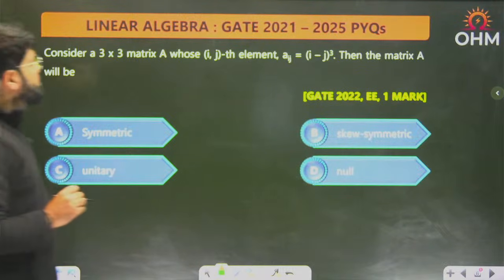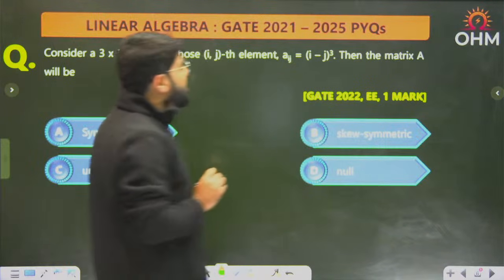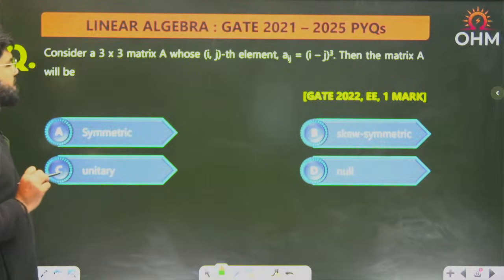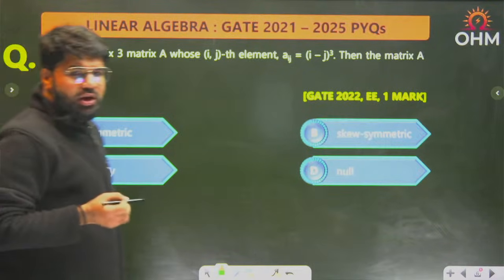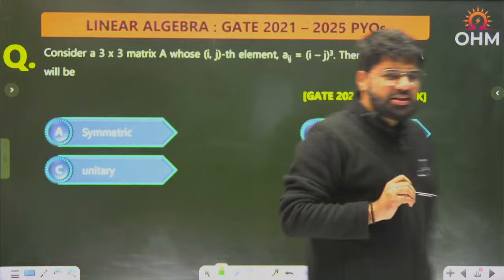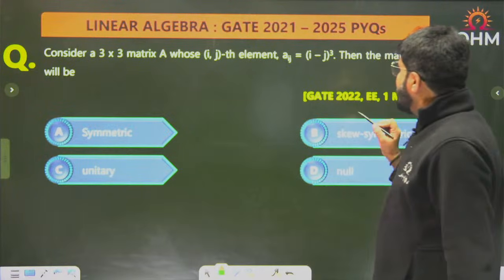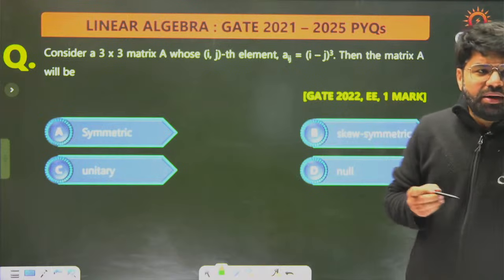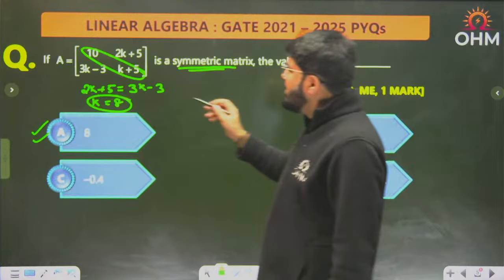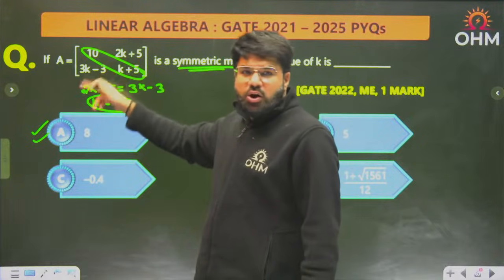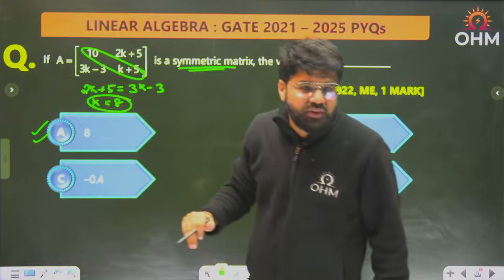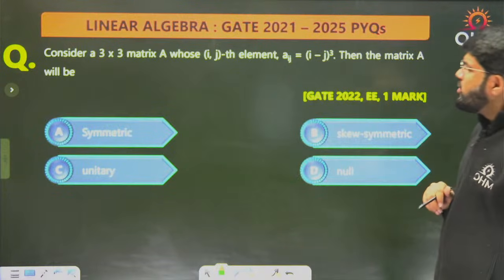Consider a 3 cross 3 matrix A whose ijth element Aij is given by (i minus j) whole cube. What is the matrix A? So let's form the matrix. You can also take A equal to A transpose, but the simple logic is elements above the diagonal line are symmetric. That is the concept of a symmetric matrix. Elements above and below the diagonal should be like mirror images of each other. Have a look into this one, dear.